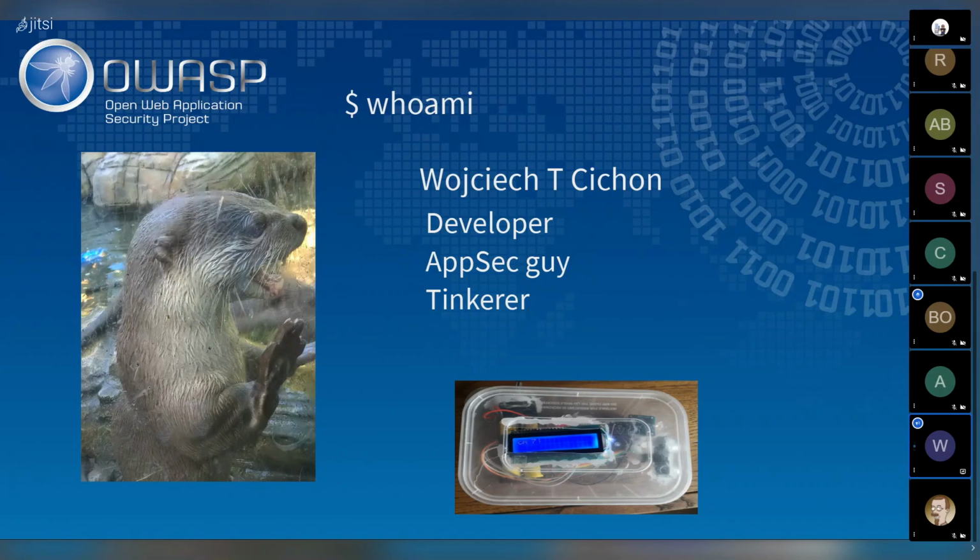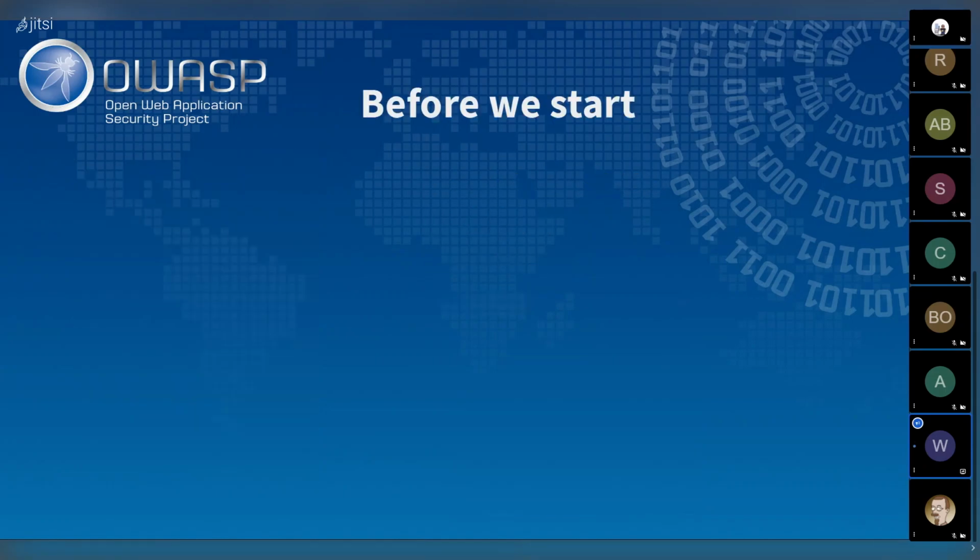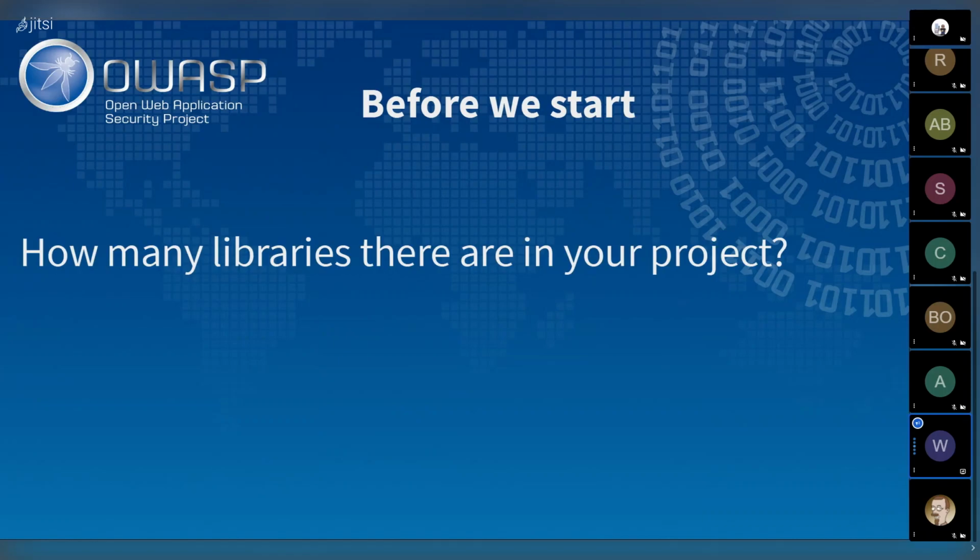So before we start, I have two questions for you. You don't need to answer to me. You can type your answer in the chat if you want. If you don't want to, just keep the answers for yourself. We'll come back to this later. The first question: how many libraries are there in your project, or projects if you work for a bigger organization? The second question: how vulnerable do you think your project is?